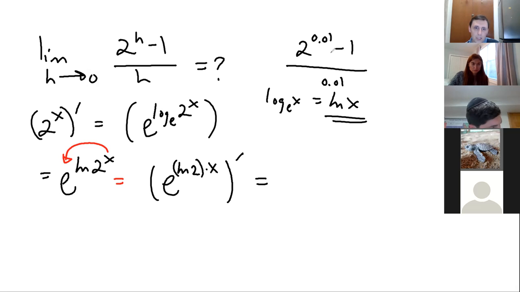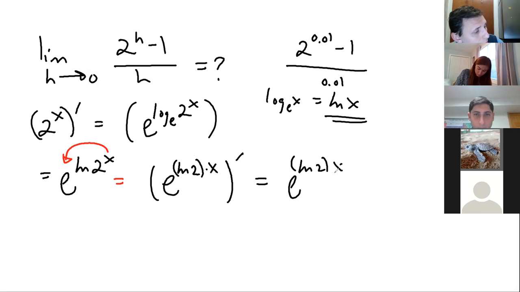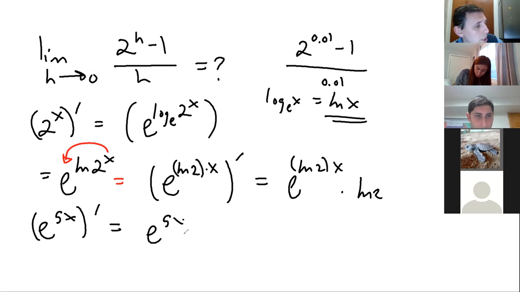e to the ln of... well, careful, it's just a constant. ln of 2 is just a number. Log base e of 2 is just a number. So the answer is the original function, the exponential, times ln 2. It is very similar to the derivative of e to the 5x. It would be, by the chain rule, e to the 5x times 5. So ln 2 is like that 5.